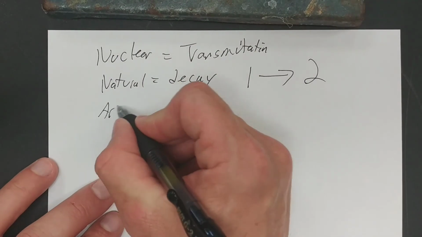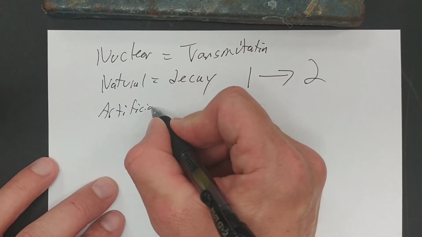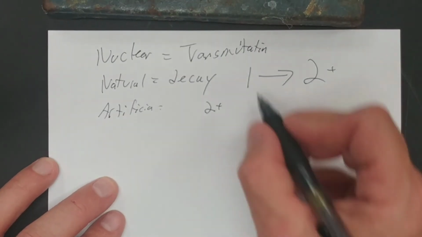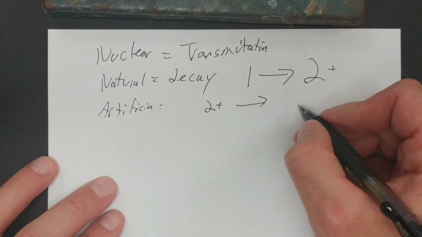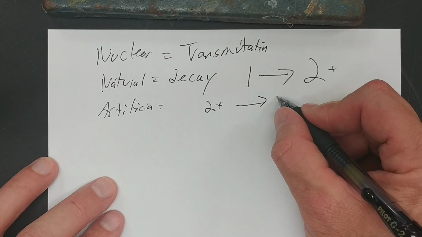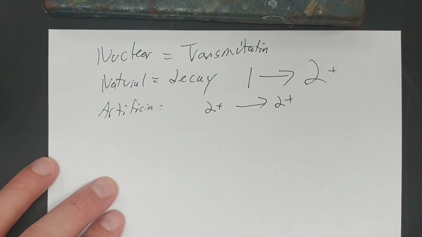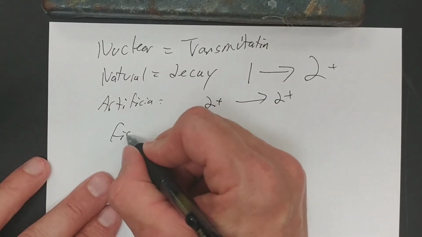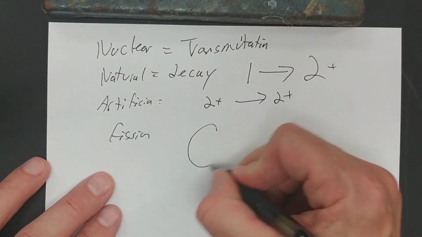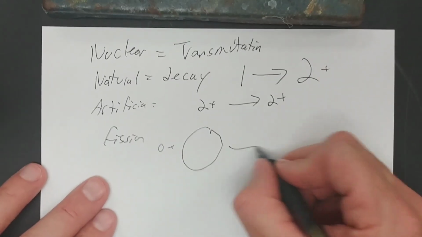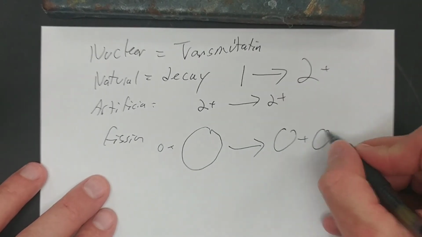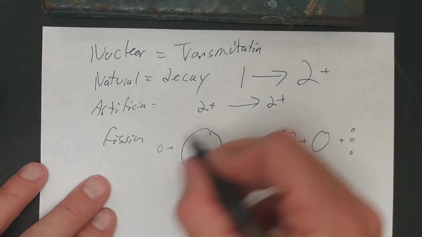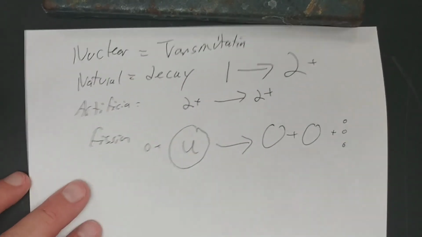Then you have artificial. There's two or more on the left, and two or more on the right are artificial. Fission: something big plus a bullet becoming two smaller things and usually more bullets. This is usually going to be some sort of uranium.